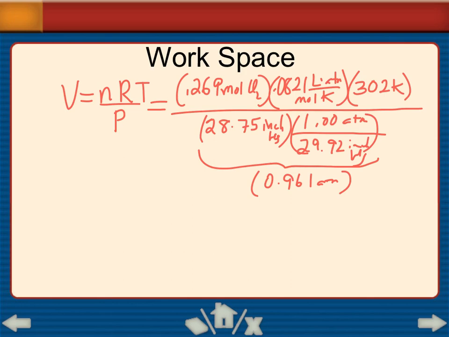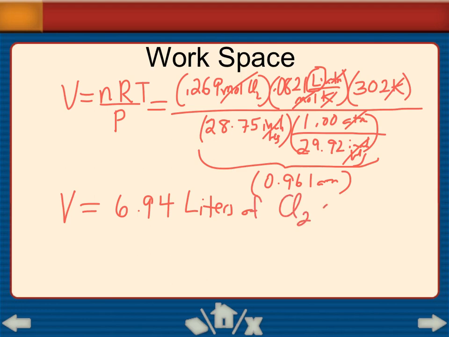So again, go ahead, cancel your units. We're looking for volume, so moles of chlorine cancel, moles here cancel, atmospheres cancel, Kelvin cancels, inches of mercury. And what are we left with? We are left with liters after we do the cancellations. So volume comes out to be 6.94 liters of Cl2 gas. And that's the answer.